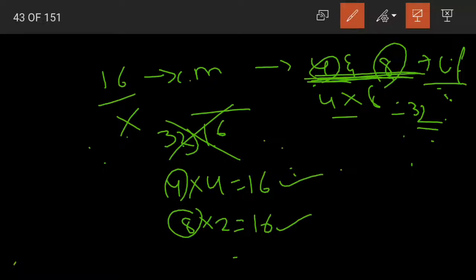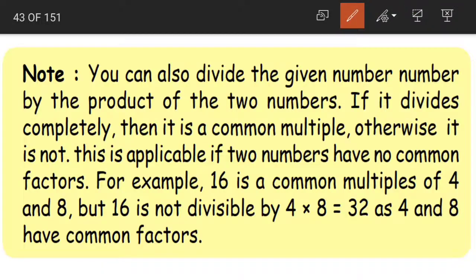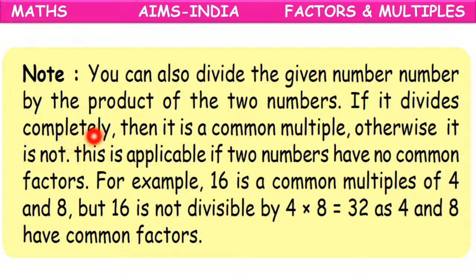Okay, so when the given numbers do not have any common factors, then you can go for multiplying them and dividing the given number by the product. Understood, children? If the product divides the number completely, then it is a common multiple. Otherwise, it is not. Yes, this is applicable only if two numbers have no common factors.